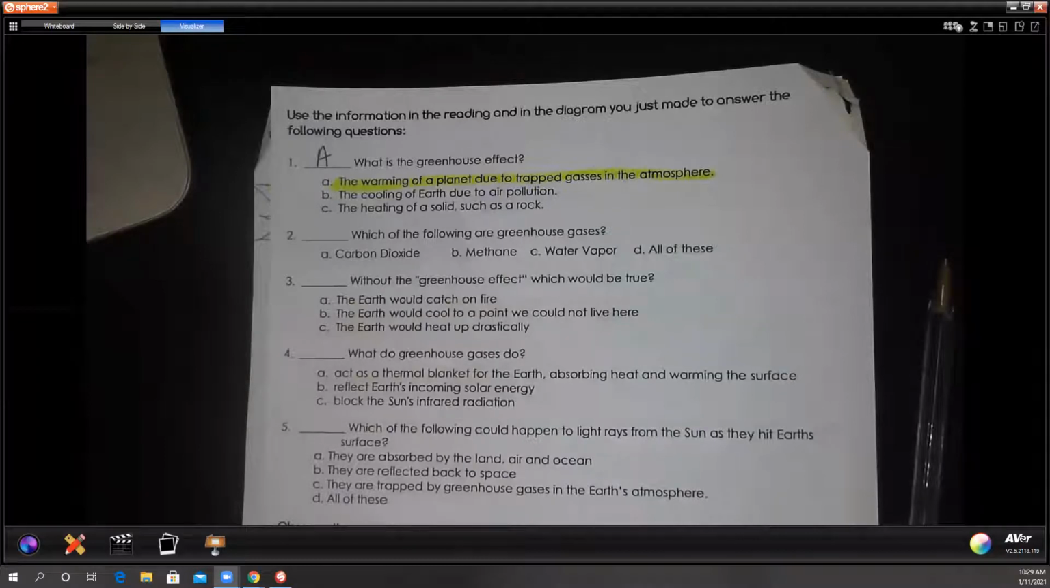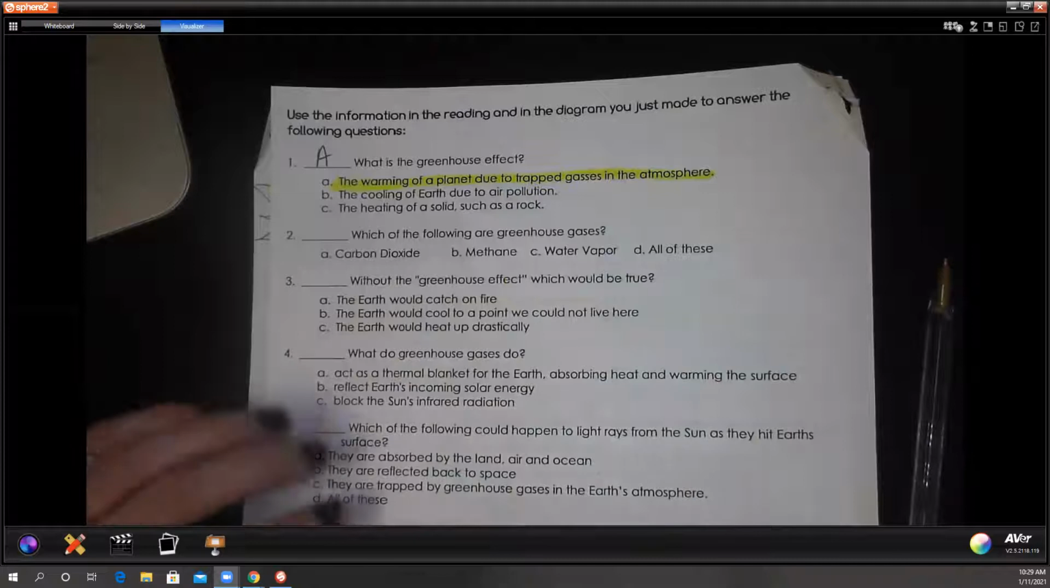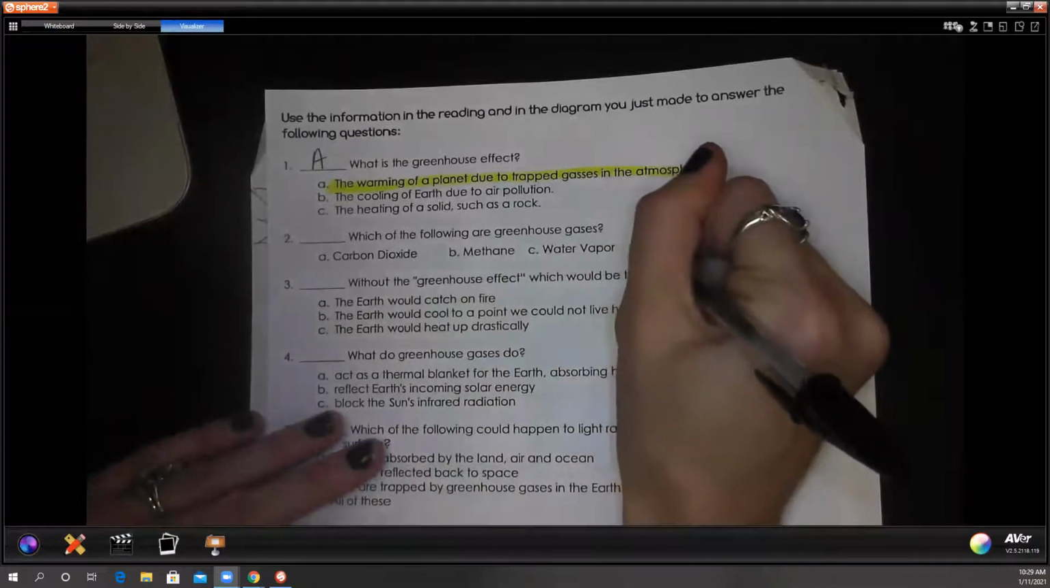Blank is a greenhouse gas. Which one is a greenhouse gas? Brennan? D, yes, all of these. Ding, ding, ding, ding, ding.